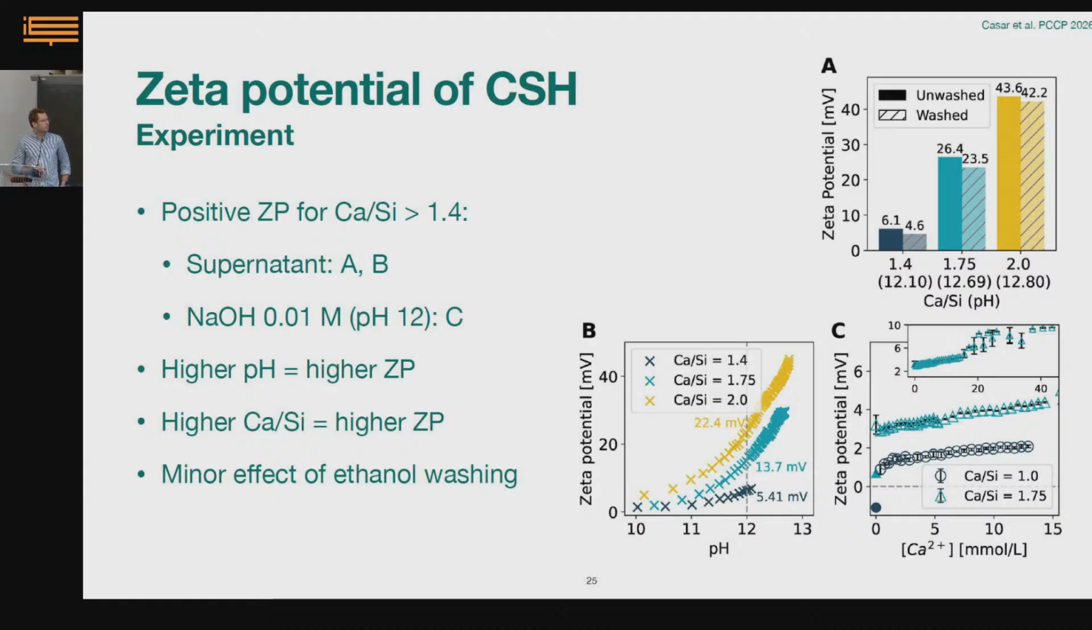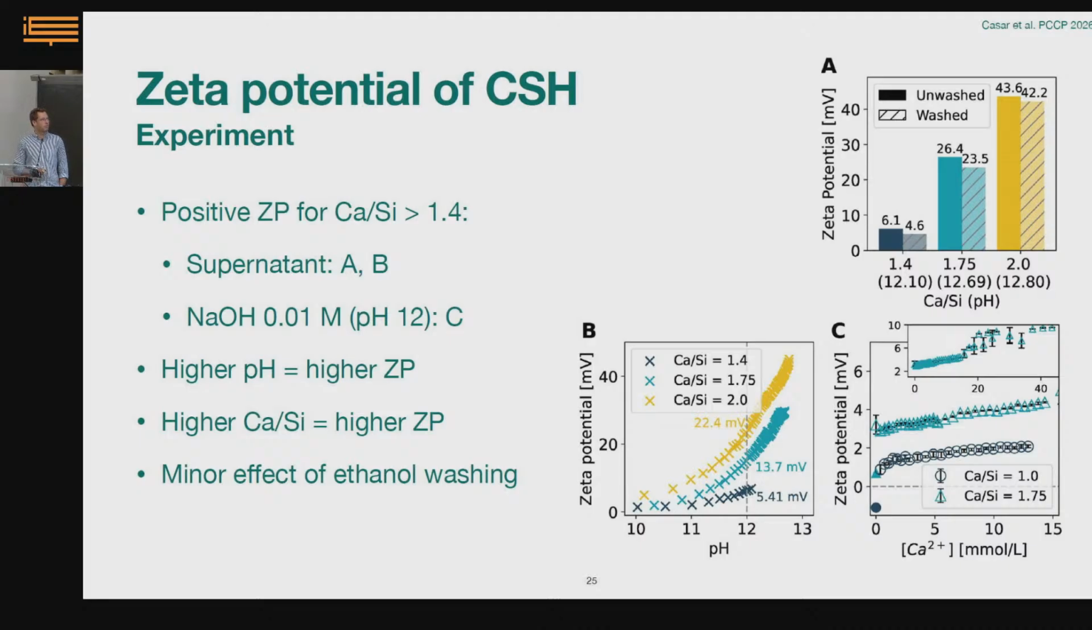Then she also took it and titrated the supernatants with HNO3, so the pH was lowering, and the zeta potential was getting lower and lower. So it seems that the surface charge of CSH is very solution dependent, very pH dependent. Higher pHs, higher charges; lower pHs, lower charges. But we still got all positive surface charges.